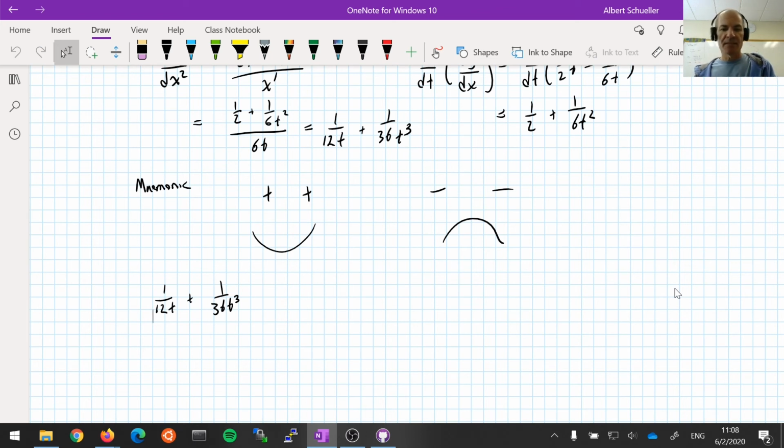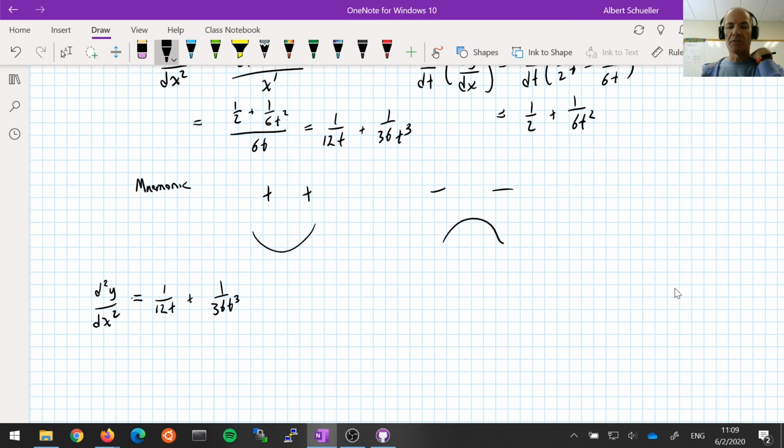Probably the easiest thing to do here is to just ask yourself when it can be 0 and when it can be undefined, because those are places where a function can change sign. This thing, let me just remind everybody what we're looking at here. This is d squared y dx squared.